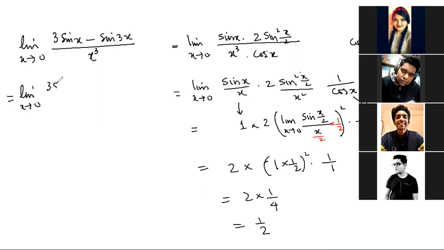What can we do? Sin 3 theta can be written as 3 sin theta minus 4 sin cube theta. Yes, sort of the same. That formula is also there. Everybody remember this formula?